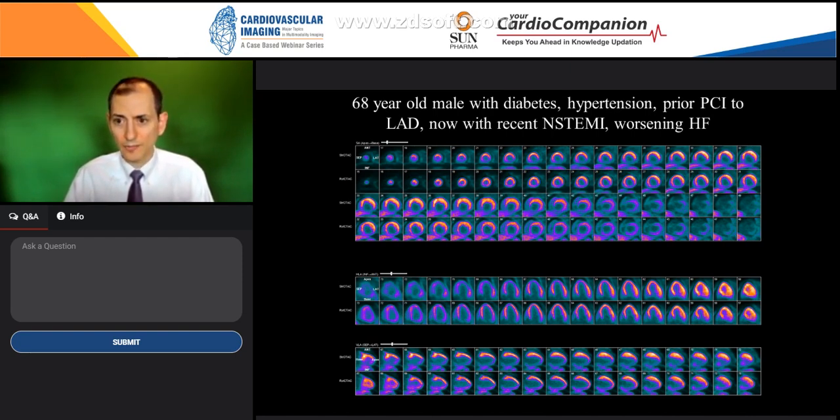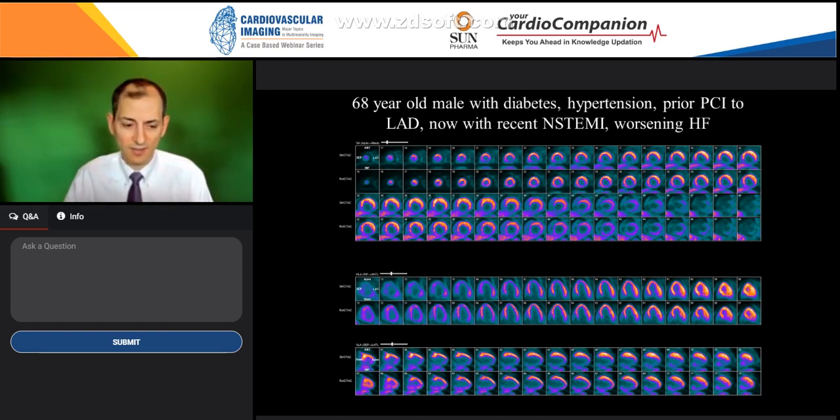And for the sake of time, I won't go through our panel here, but if I show this to everyone, you can see that there is a perfusion defect in the inferior wall, including the apical, mid, and basal segments, that is mostly reversible. So this inferior wall here, we can look at the rest images, and you can see that the tracer fills in.